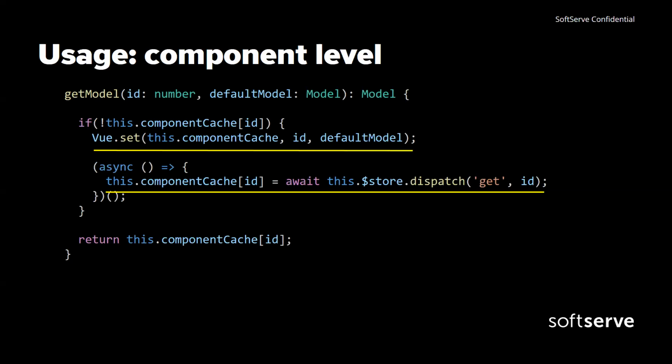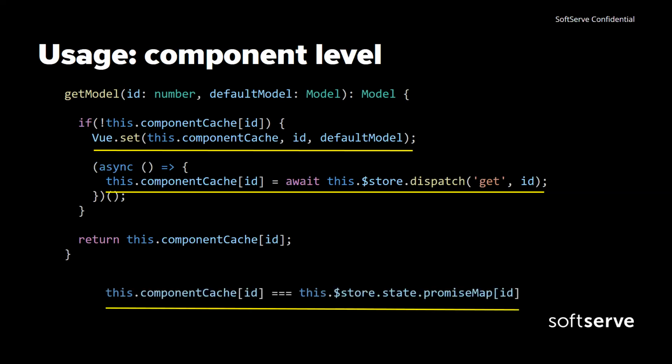The second task: this method loads any data which is still not available on the client yet. We check if we have that model using our get method, which was described on our previous slides. If the data is available, we get that data. If the data is not available, we are going to load it. Please pay attention that after all async operations are done, the component cache will contain exactly the same promise as our promise map in the store. It means that we need not worry about keeping the cached copies of data up to date, because there's only one instance of data, and that's important.